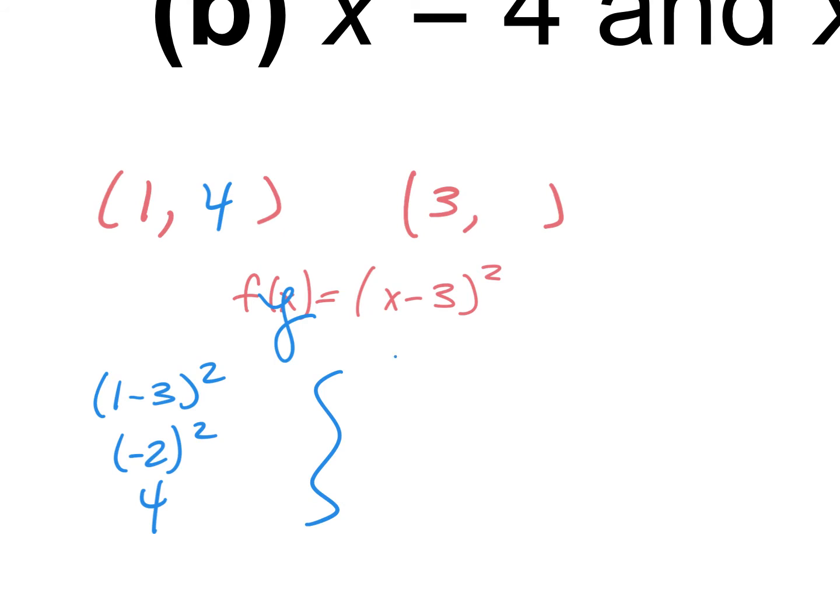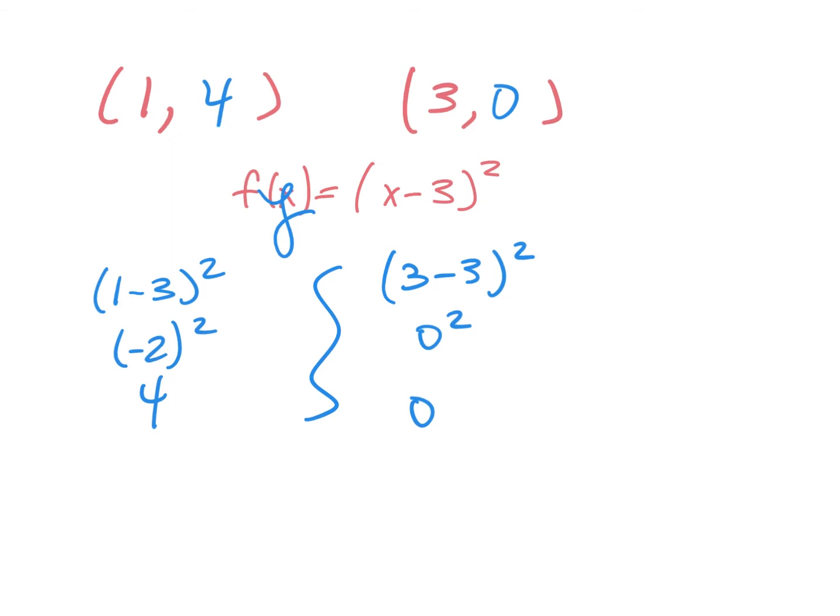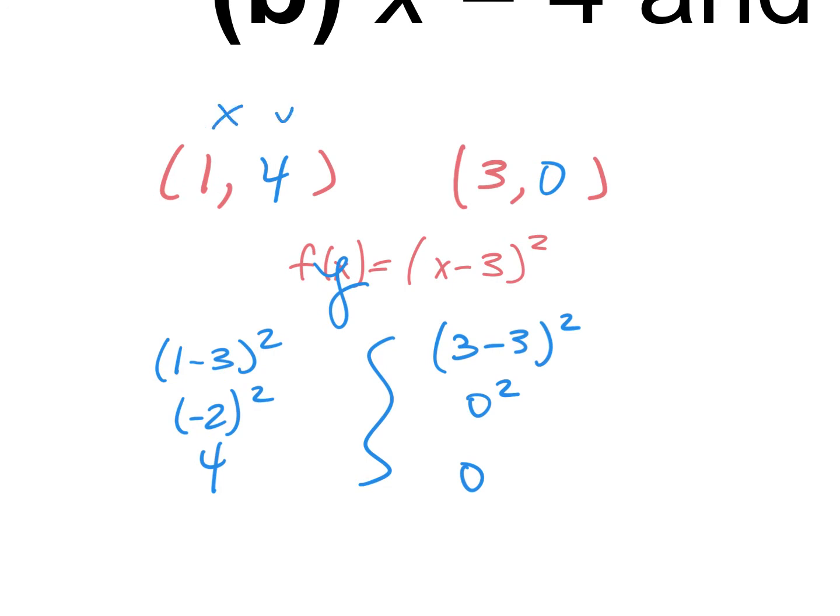We're going to evaluate over here with 3. So I have 3 minus 3 squared. Well, what's 3 minus 3? 0. And 0 squared is 0. So here are the 2 points, the x value and the y value, that they want me to find the average rate of change. Guys, this is my x, this is my y. This is my x, this is my y.